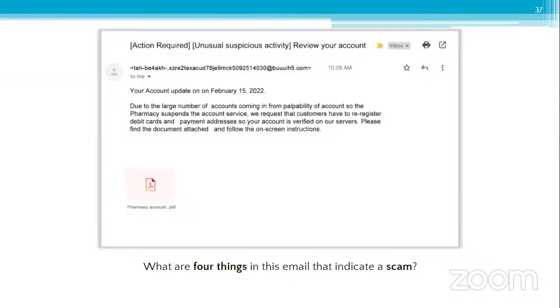Another one also is that it said we request the customer to register the debit card and payment address. The last one is this attachment attached here, that PDF. So I'm saying that if you click that account PDF which is attached down here, then you may be scammed actually. So these are the things I've seen here.